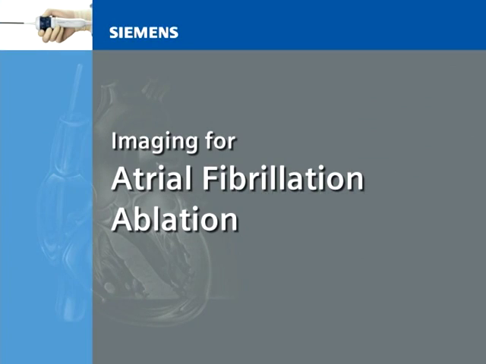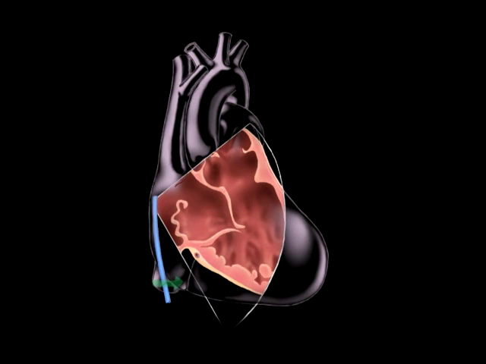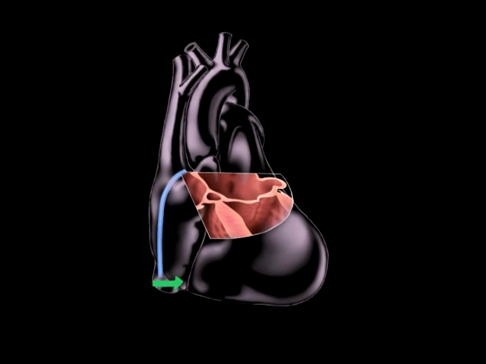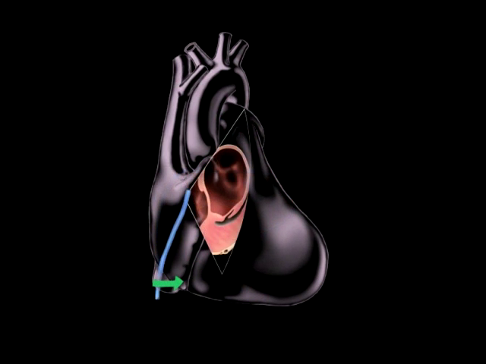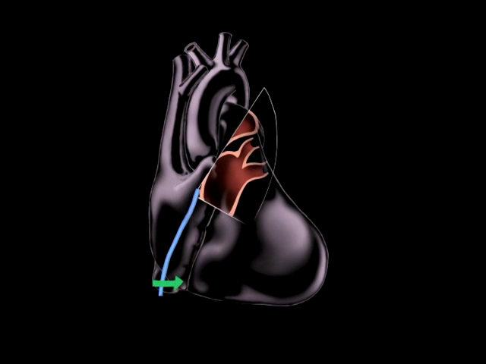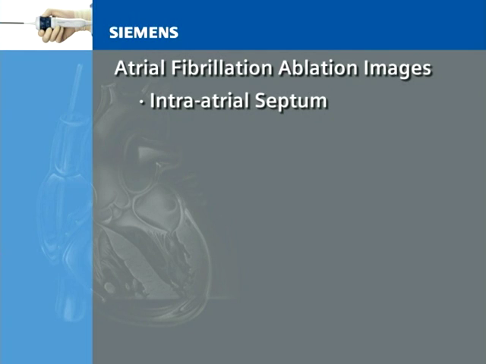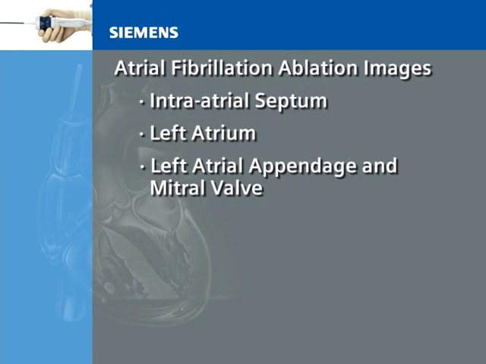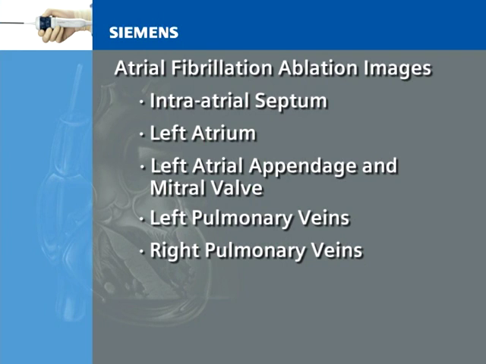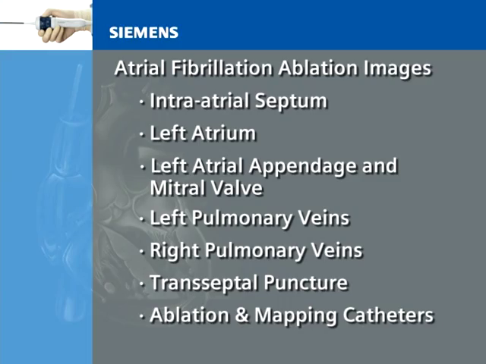Imaging for atrial fibrillation ablation. By manipulating the catheter in the right atrium, the following routine images can be visualized for atrial fibrillation ablation, including: intraatrial septum, left atrium, left atrial appendage and mitral valve, left pulmonary veins, right pulmonary veins, transseptal puncture, ablation and mapping catheters.